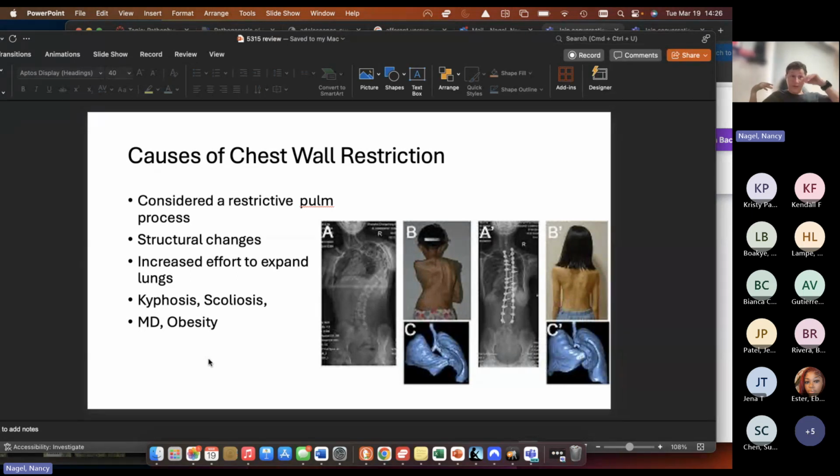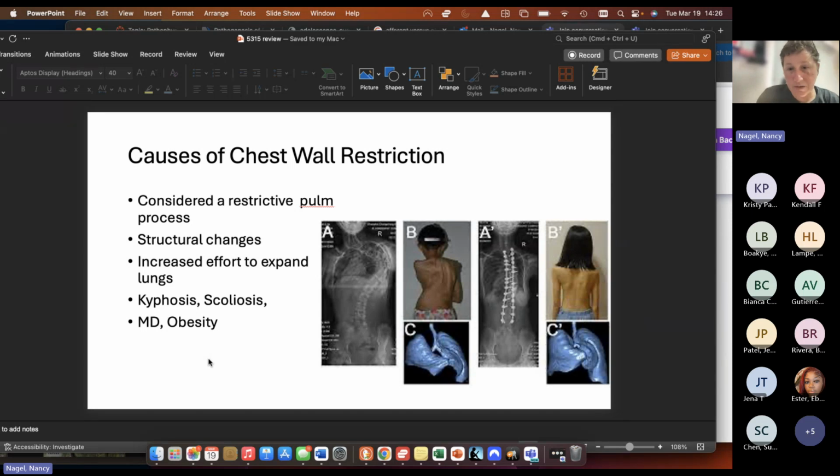So if you've got somebody who is really bent over, especially in the lumbar and the thoraco-abdominal region, they're not getting any expansion of their lower lungs. So that can also be a chest wall restriction. But literally, the skeletal system is not allowing those lungs to get a full expansion. So kyphosis kind of makes sense.